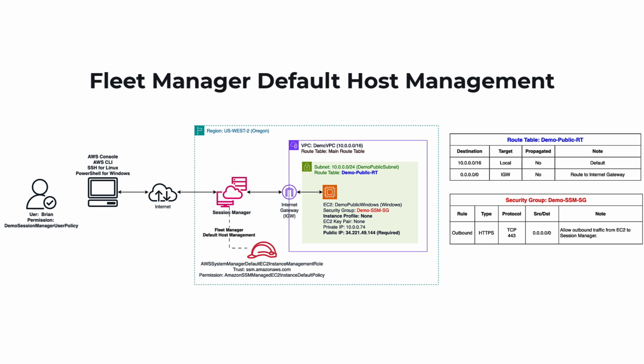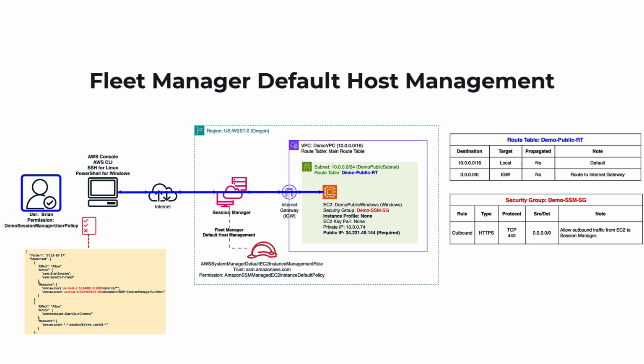Now that we have all of our components launched, let's test our connection using Fleet Manager's default host management. Our goal is to allow an IAM user named Brian to connect to our demo public Windows EC2. We'll try to connect using Fleet Manager, Session Manager, EC2 console, and finally AWS CLI. So in order for Brian IAM user to connect, he will need certain permissions.